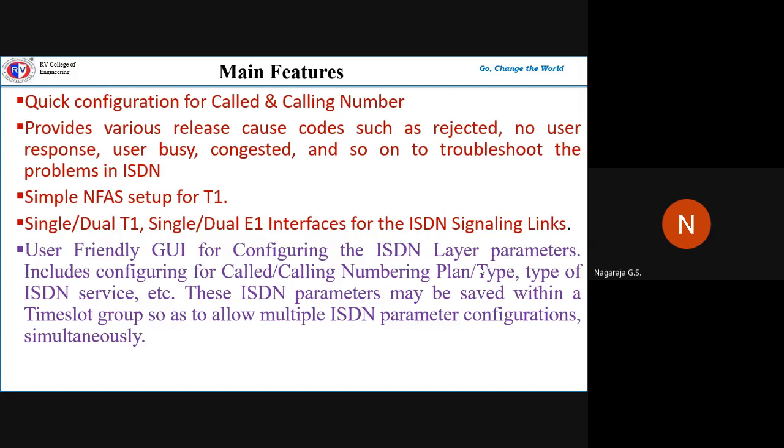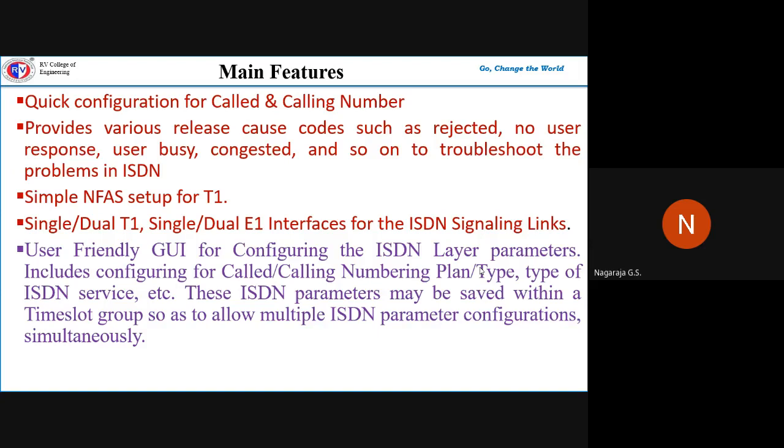Troubleshoot the problems in case there is an ISDN issue. That's what I said: you can add to these features, or if you observe that something is not required, you can remove it. There's no hard rule that you must have all of these things. These are some of the things currently available. Simple: a setup for the ISDN T1 link, with single or dual T1, and dual interfaces for the ISDN signaling links as well.